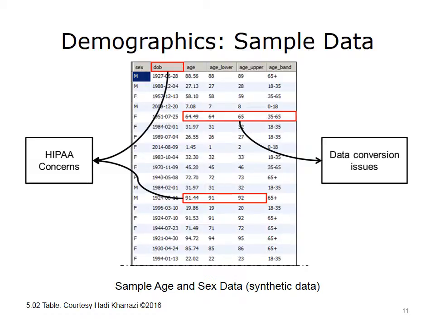An important data quality issue with age and most other numeric variables is the data conversion through rounding up or down, which may affect a special case to be categorized in two different age bands. For example, the 64.49-year-old patient can be considered in the 35 to 65 age band if she is rounded down, but will be grouped in the 65-plus age group if rounded up.